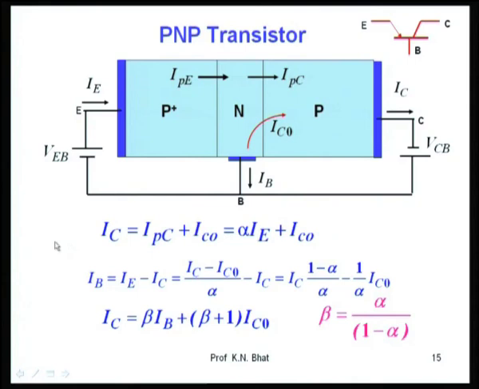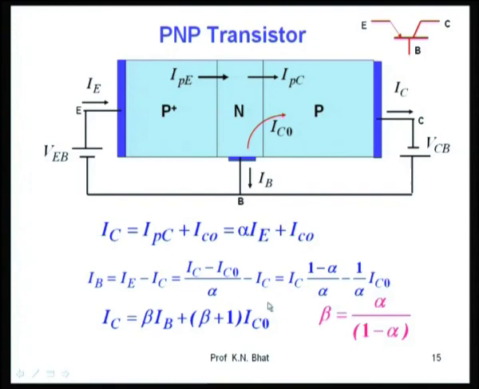So, I_C is alpha times I_E plus that. Now you can see, current enters the base and whatever little recombines comes out, very little. So, I_B is I_E minus I_C. Substituting all this, I_E is (I_C minus I_C naught) divided by alpha. Simplifying, I get I_B equal to I_C times (1 minus alpha) by alpha. You can see (1 minus alpha) by alpha is called beta, which, ultimately, when this term is negligible, is I_C by I_B, that is the current gain of the transistor, the common emitter current gain of the transistor.